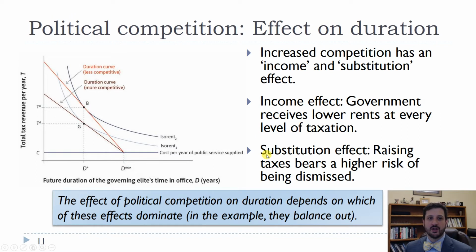So what's going to happen with tax levels and the duration of the government really depends on the shapes of the curves, right? So we could have both a sort of, similar to an income and substitution effect, where the income effect shows that government receives lower rents at every level of taxation, right? So they can't get as much rent because they can't tax as much. And then there's the substitution effect where raising taxes bears a higher risk of being dismissed. So you can see in this case, taxes are lower, but the duration of the government is the same. It's just balanced out.